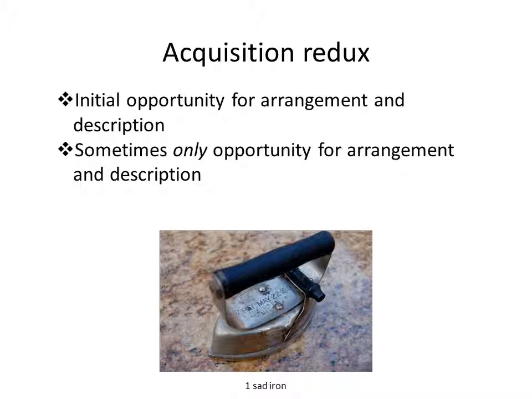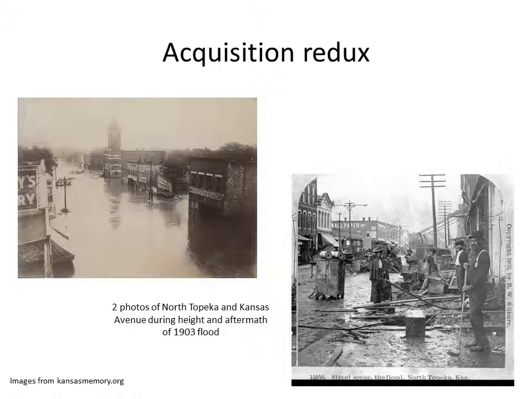One sad iron is not helpful when your museum already owns 20. Two photographs of downtown being flooded, it's a little bit better, but it's still not quite as useful as two photos of North Topeka and Kansas Avenue during the height and aftermath of the 1903 flood. You'll hopefully be able to figure it out from there, especially if those photos have the accession number written on them. So you're already describing the materials just by writing the deed of gift.